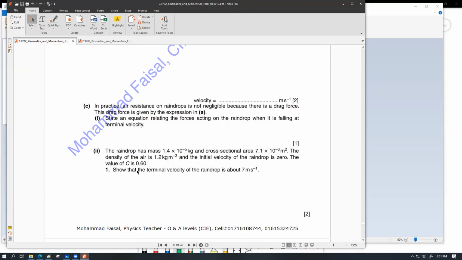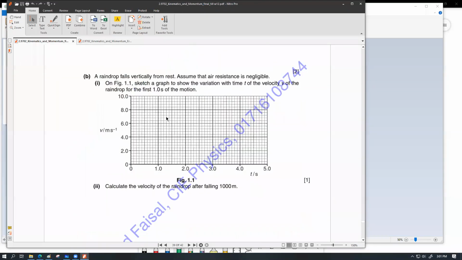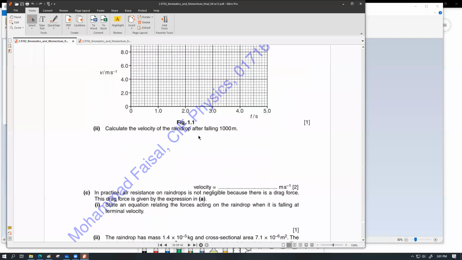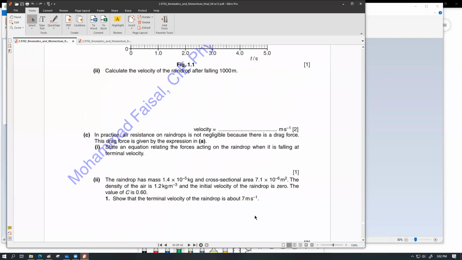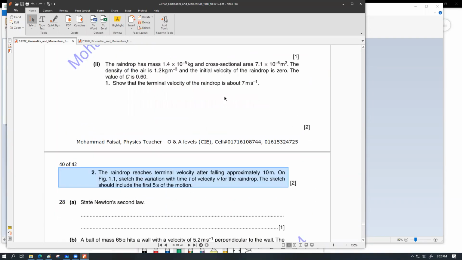They could have simply asked you, calculate the terminal velocity of the raindrop. In that case, different people might get different numbers, and in the graph, everyone would be subject to an ECF. They didn't want this to happen. That's why they have already told you to show that this is about this much, so that anyone who messes up the calculation can still do the graph with the 7 meter per second mark. Do you get my point?